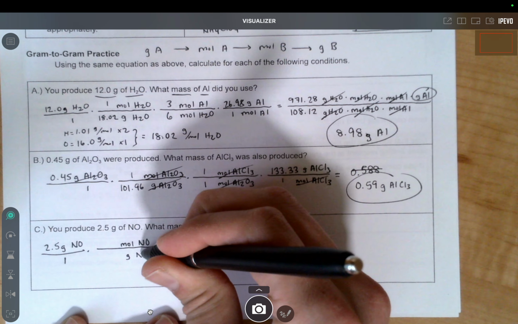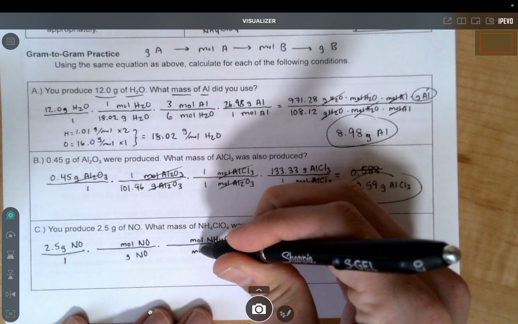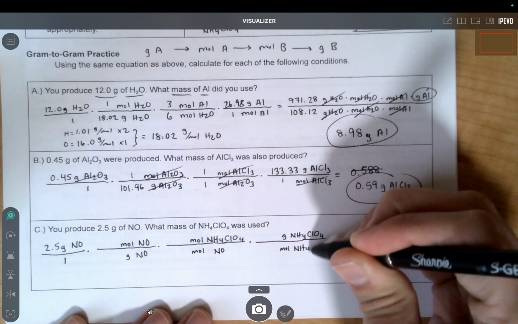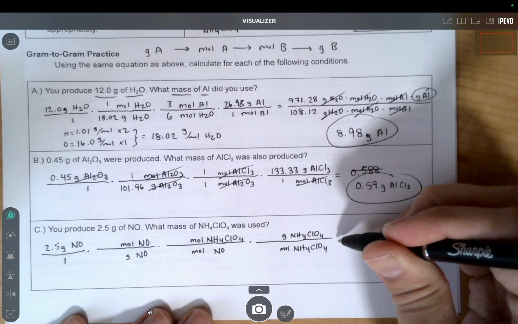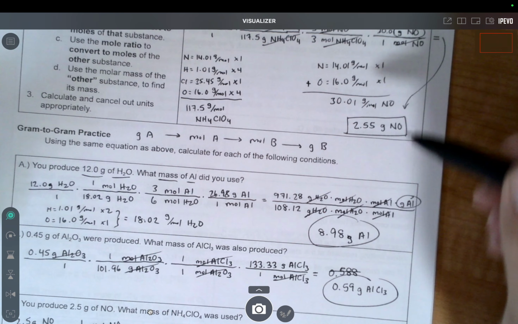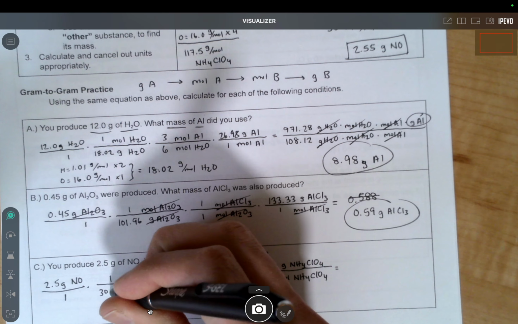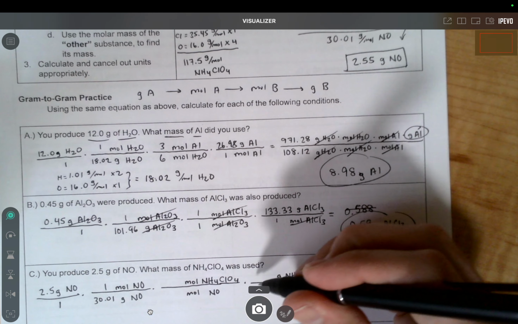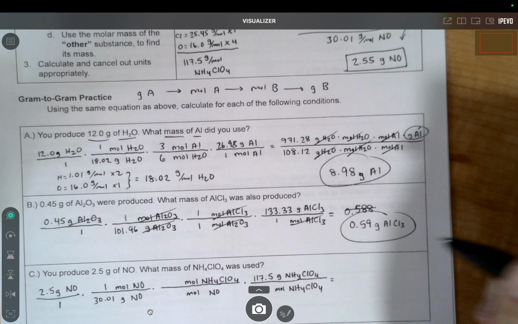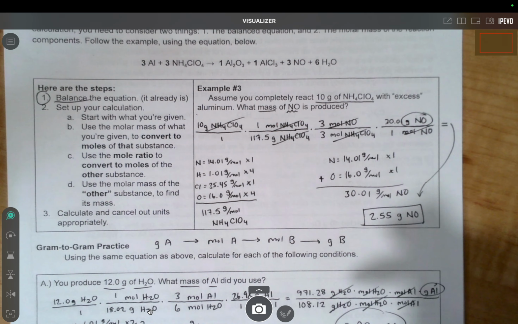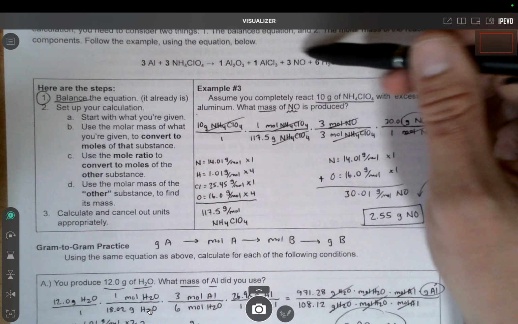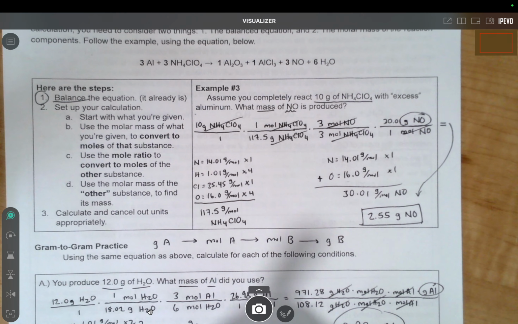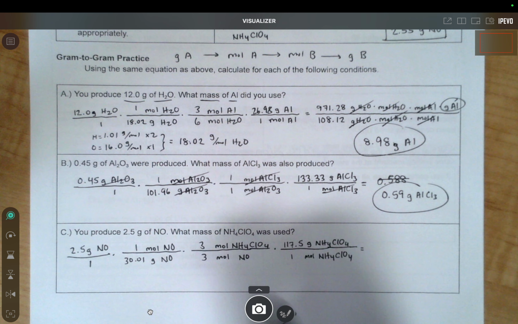Hey, don't make this harder on yourselves. Write the values from the first example that we did at the top of the page. We already have those numbers. We shouldn't need to calculate them again. So for every 1 mole of nitrogen monoxide, 30.01 grams. And for every 1 mole of ammonium perchlorate, 117.5 grams. Okay, and then let's look at our balanced chemical equation for our mole ratio. For every 3 moles of nitrogen monoxide that are produced, 3 moles of ammonium perchlorate must be used. So there's a 3, and there's a 3 in our mole ratio.